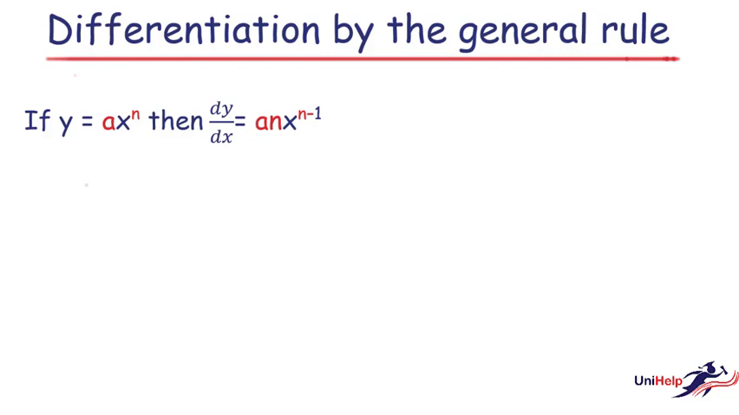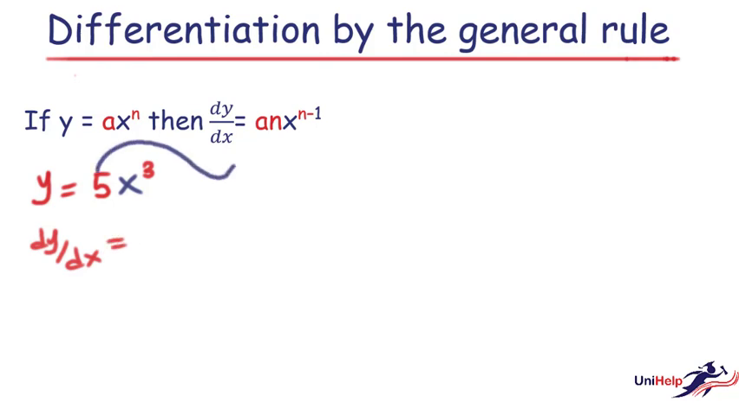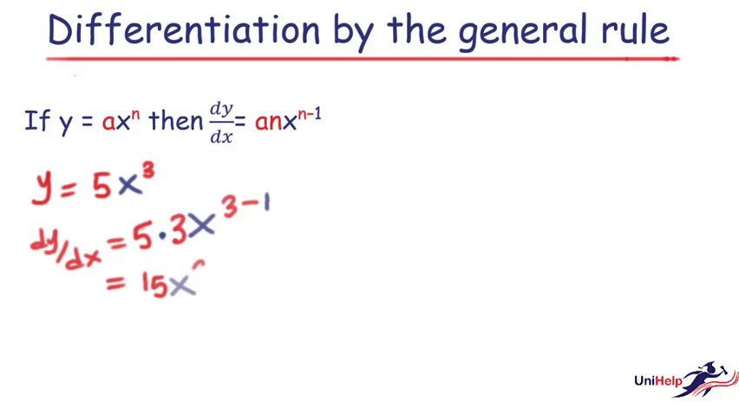Let's look at this under the lens of a real function. If y is equal to 5x to the power 3, its derivative, dy/dx, would be given as 5, which in this case is a, times n, which in this case is 3, times x raised to the power n minus 1, which is equal to 5 times 3, which is 15, x raised to the power 3 minus 1, which is 2. And that's the answer to this example.